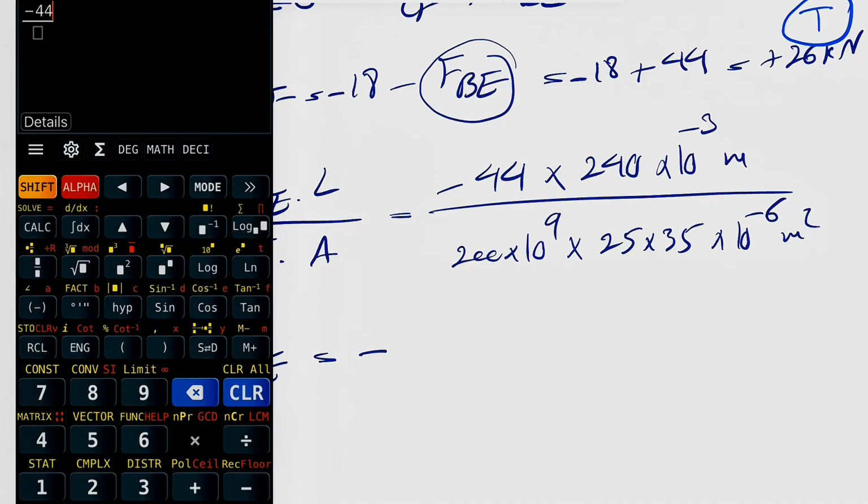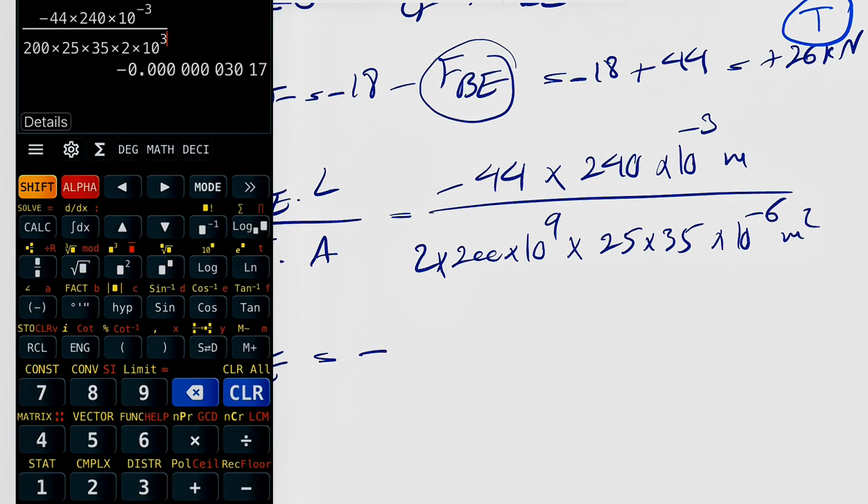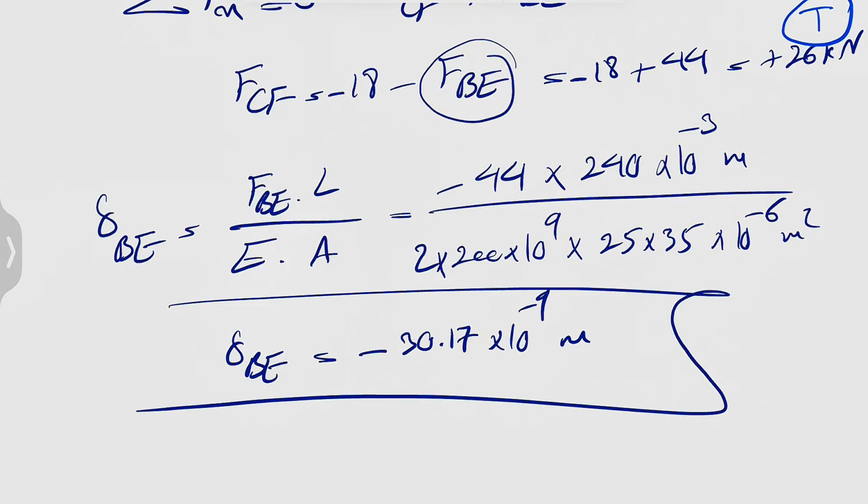Let's just calculate it. So minus 44 times 240 times 10 to the minus 3 over 200 times 25 times 35. I forgot to multiply by 2 again because we have two different areas. So times 2, and we're going to have a 10 to the 3 in here. So the answer would be 13.17 times 10 to the minus 9 meter. So that would be the answer for the first part.